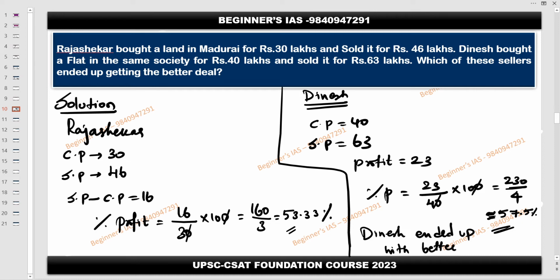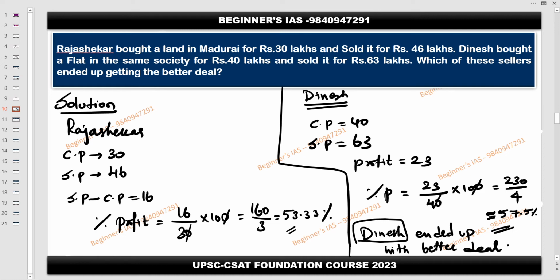Yes, sir. No doubt, right? We cannot say with profit alone, sir. Profit is 23 here, 16 only. No, no, directly no. Always you need to convert in terms of a percentage. Understood? Yes, sir. So that gives you the exact result.